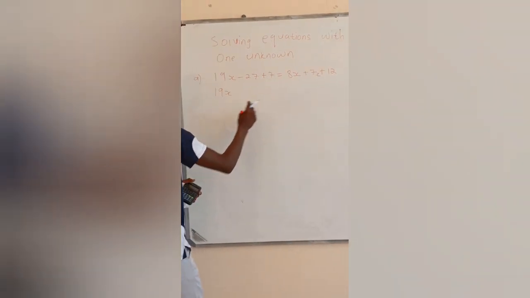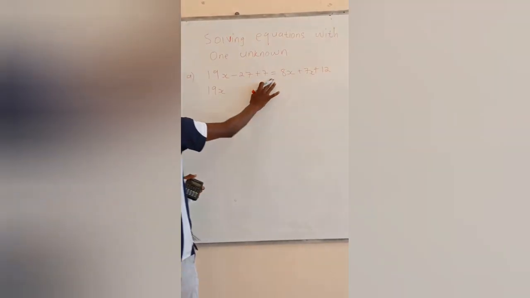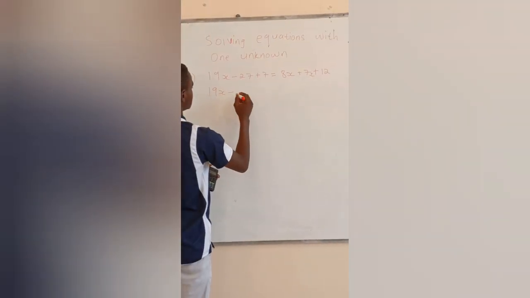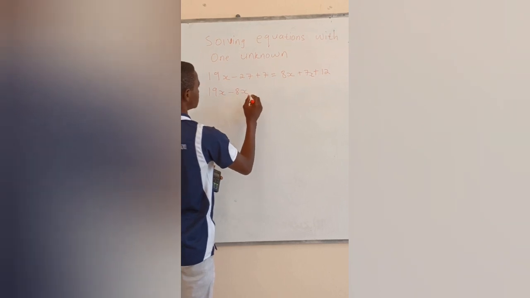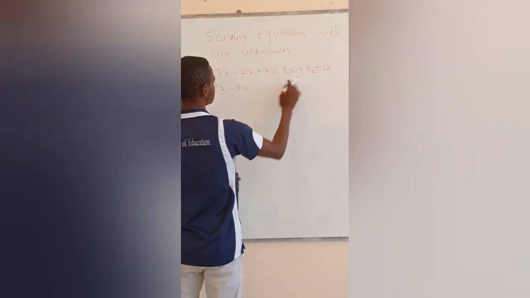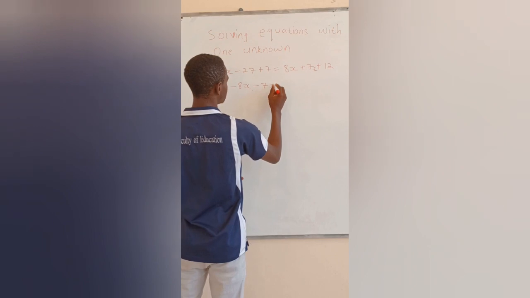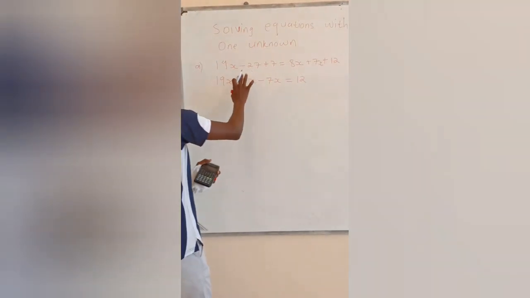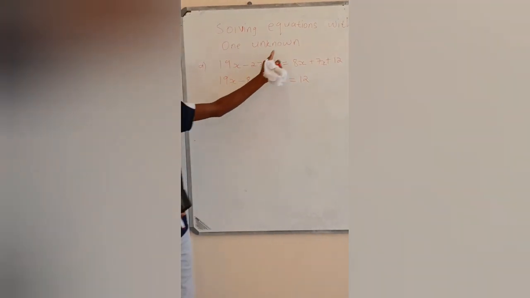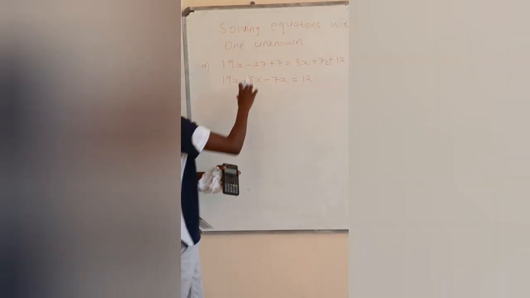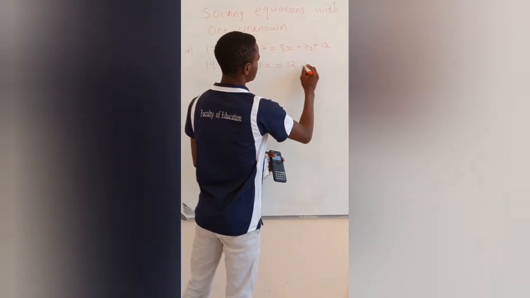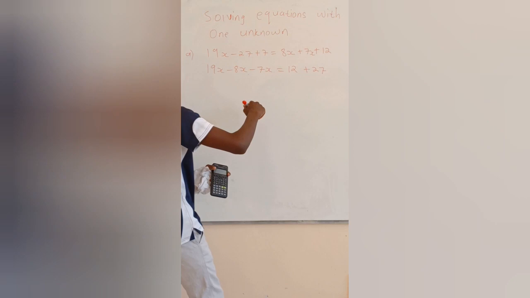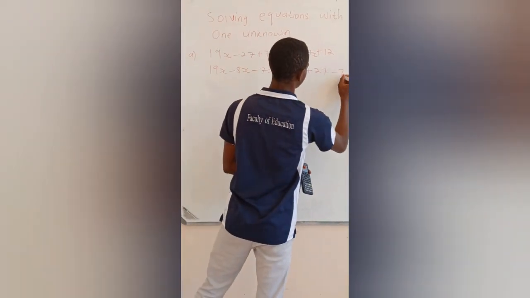Here we have 19x, we are moving 8x, it's crossing the equal sign, meaning that it has to change sign. Then it becomes negative 8x, and 7x also will become negative 7x. It's equal to, we have 12 this side, as well as these numbers, they are crossing the equal sign, so they have to change sign. Negative 27 becomes positive 27, and positive 7 becomes negative 7.